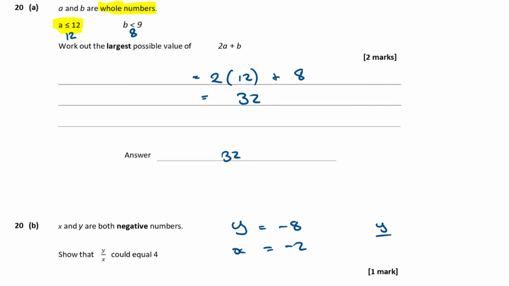So then y divided by x equals minus 8 divided by minus 2, which is equal to 4. Okay, so I've shown it. I've taken an example of values of y and x. I've shown the maths and I showed it can be equal to 4.